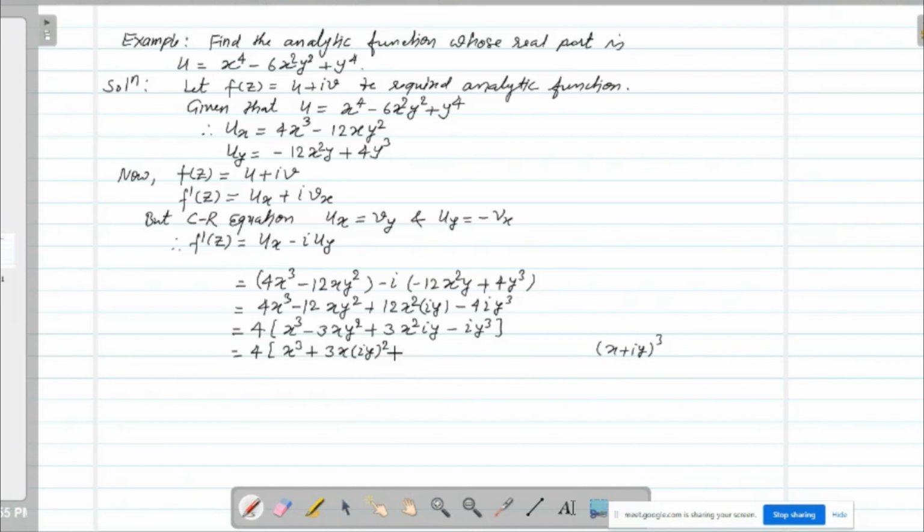And plus 3 x square i y, and plus i y to the power 3. If I write this, is there any problem? See here, i cube becomes i square into i. But i square is minus 1, so into i, this is minus i. So i cube will be minus i. So if you expand this, you will get these terms. So now, this becomes what?